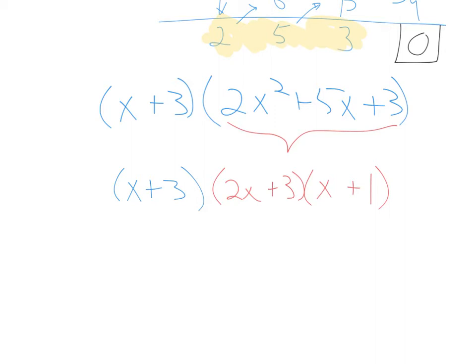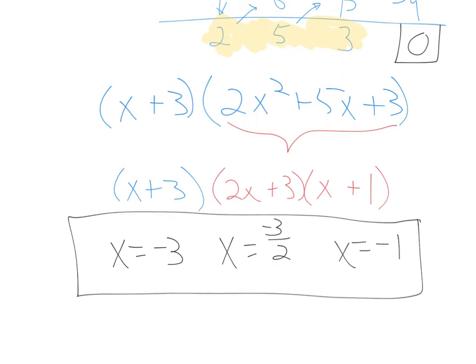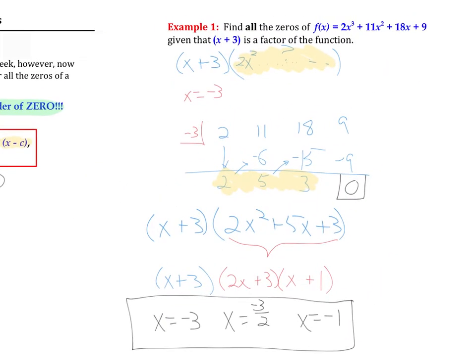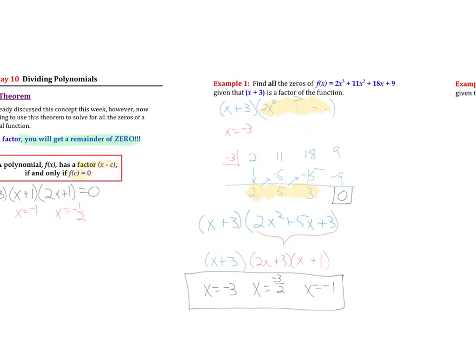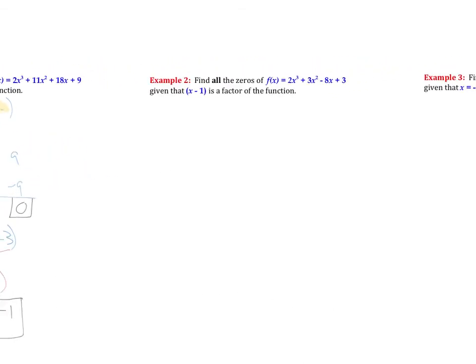So my three solutions that I'm getting here are going to be x equals negative 3. We already knew that. x equals negative 3 halves. Remember the shortcut for this, take the opposite of the constant divided by that coefficient. And x equals negative 1. I've got three answers. This polynomial had a degree of 3, which tells me I should have expected 3. It's all checking out. All right, next one.